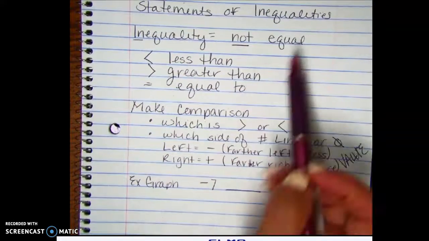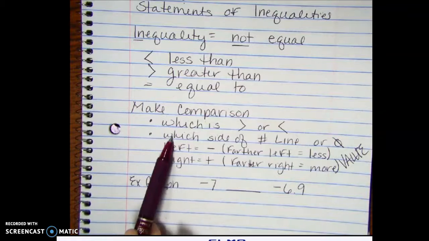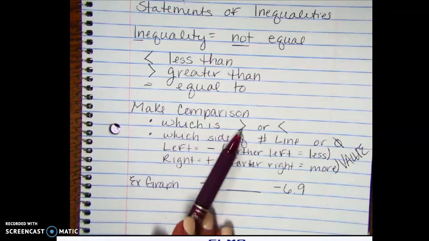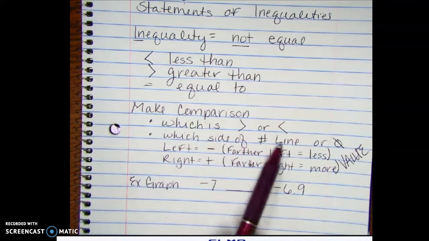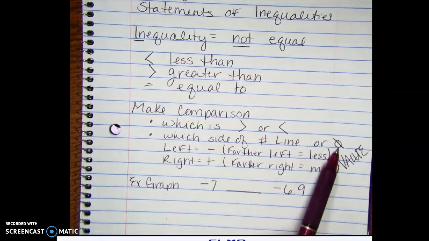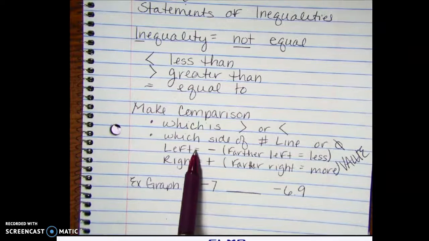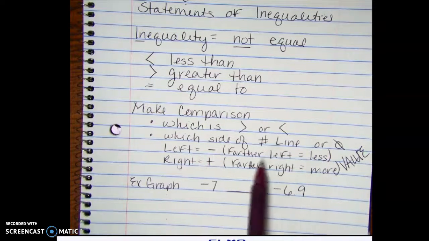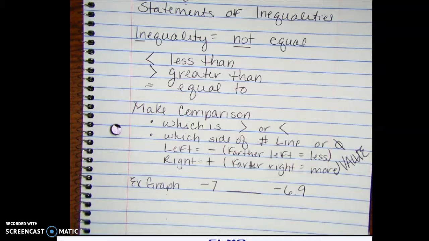Now, when we're making statements of inequalities, we are making comparisons. Sometimes we're looking to see which number is greater or less than. Sometimes we're looking to see which side of the number line the numbers are on, or what side of zero. So you can make that type of a comparison. Now remember, the left side of zero is negative, and the farther left the number goes, the less or the least the value will be. The value will be less than the numbers that are to the right of that number.